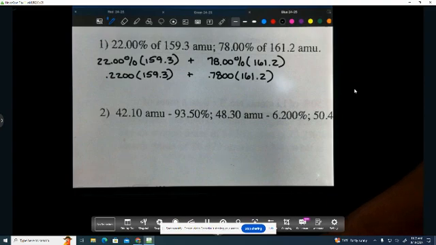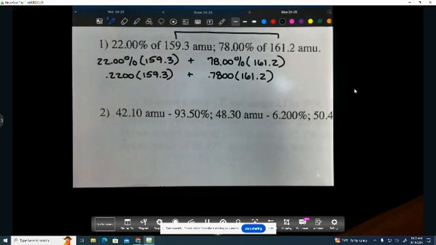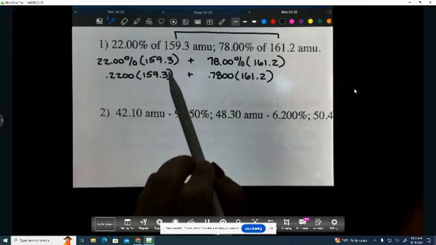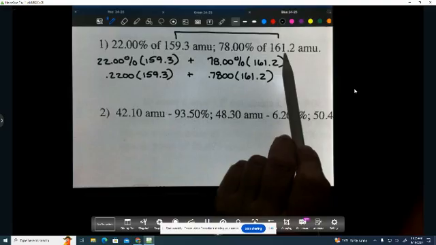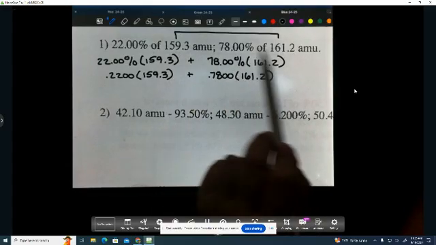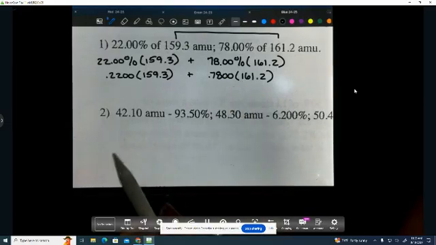Now before you go and take out your calculators, let's think about what the number should come out to be. It needs to be somewhere between these two masses. It cannot be lower than the 159.3, and it cannot be above the 161.2. It has to be between those. What is it going to be closer to? The 159 or the 161? 161. So now let's do the math, and let's see if we get a number that's closer to 161 than it is to 159.